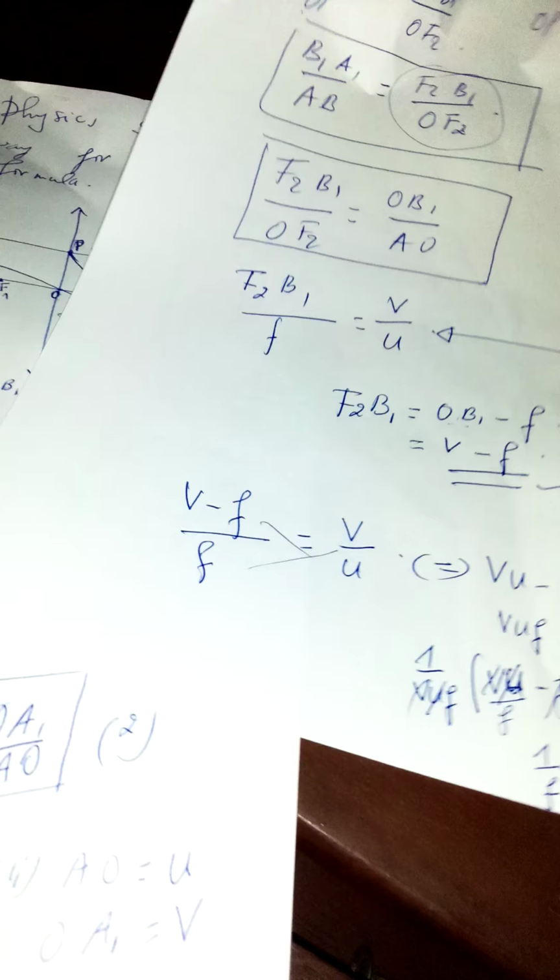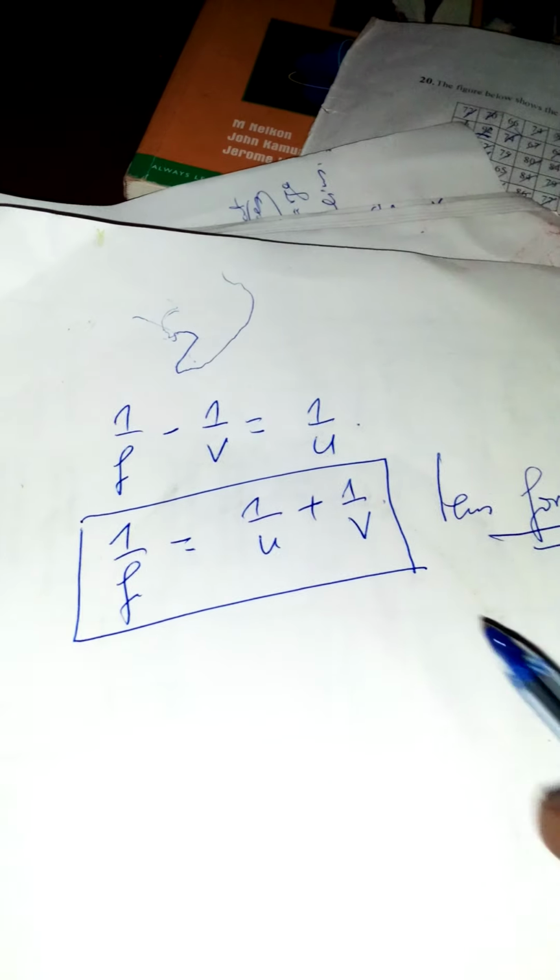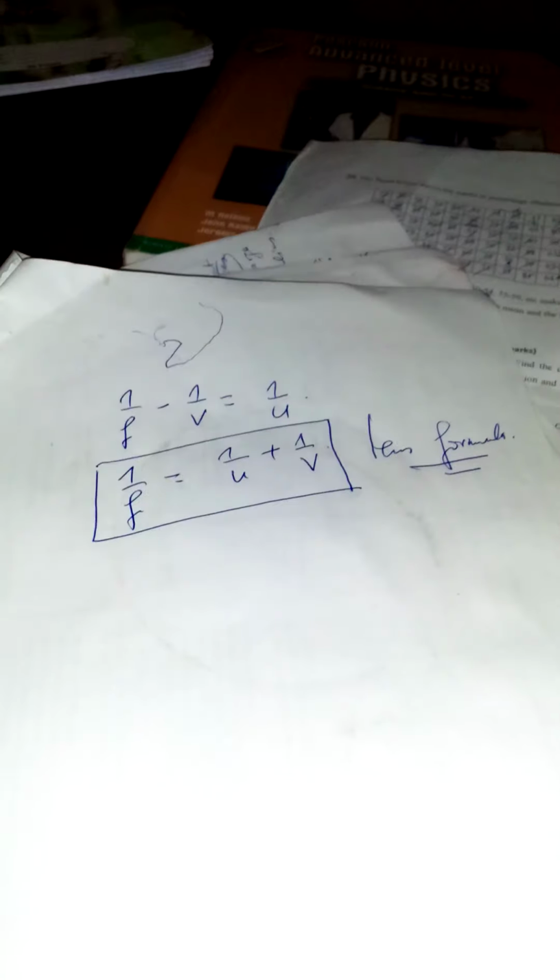Then the final equation will be this one: 1 over F minus 1 over V is equal to 1 over U. And by rearranging this equation, we find that 1 over F is equal to 1 over U plus 1 over V. And this one is what we call the lens formula, and it is what is required for today.